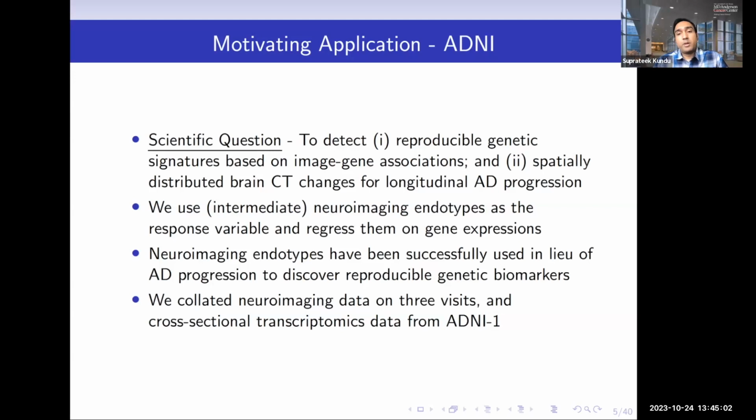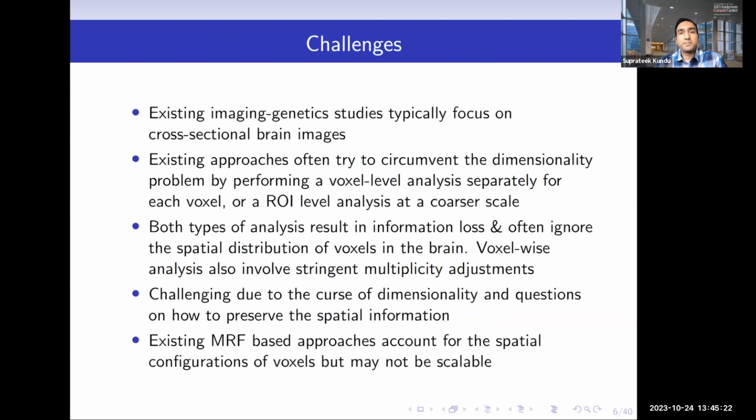So again, we focus on ADNI1, and we collated imaging data on 3 visits, baseline, 6 months, and 12 months, on ADNI1 folks. And also, in addition, we collected cross-sectional transcriptomics data. And of course, we have other stuff like demographics data to go with this analysis as well. Now, there are immediate challenges to what we are trying to achieve.